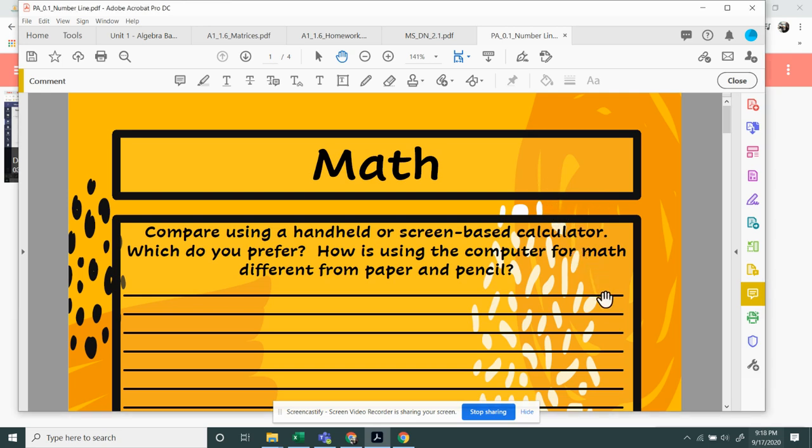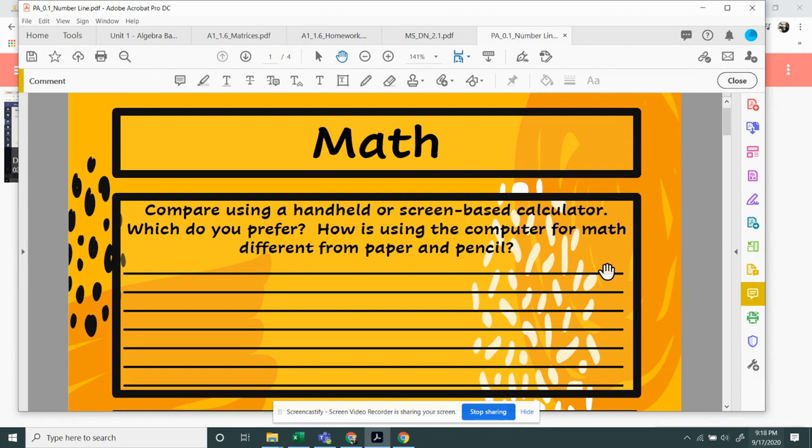Hello, students, and in math class today, we're going to do a do now, and then we're going to work with some number line work. And by the end of the class today, we will be able to plot numbers on a number line and make estimations about opposite numbers on a number line.